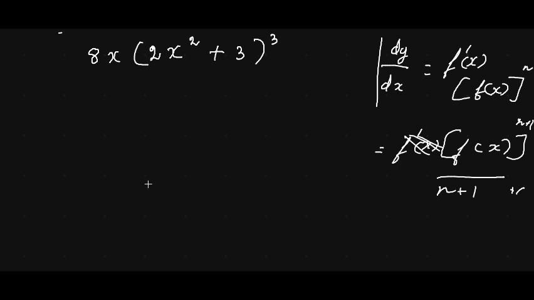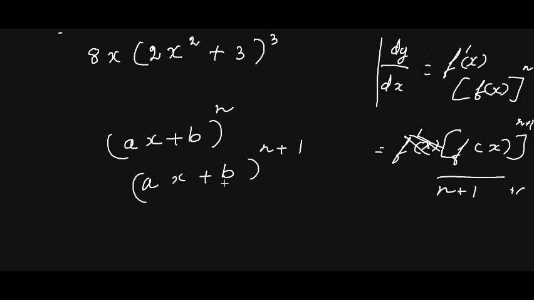Okay, and then there was another formula that was given to you, and I'm going to write it and then rub it off. The other formula is if you have something like (ax plus b) the whole power n, then the antiderivative of that is (ax plus b) the whole power n plus 1, divided by a multiplied by (n plus 1), plus c.